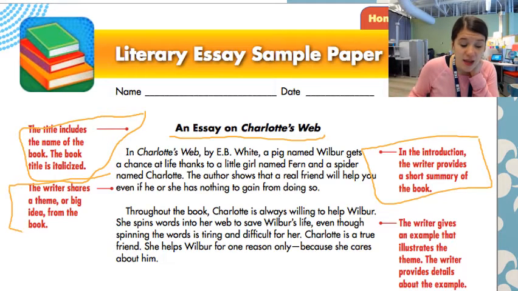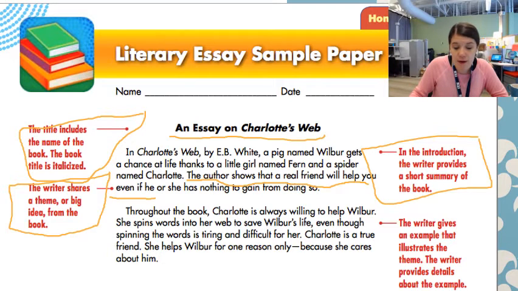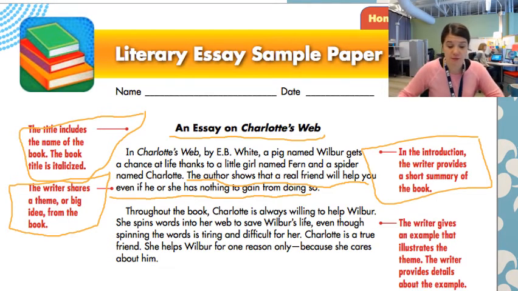And then, in the introductory paragraph, the writer shares a theme or a big idea from the book. This right here is the thesis of this literary essay sample paper. A real friendship will help you even if he or she has nothing to gain from it. Okay? So let's go into the first body paragraph here.